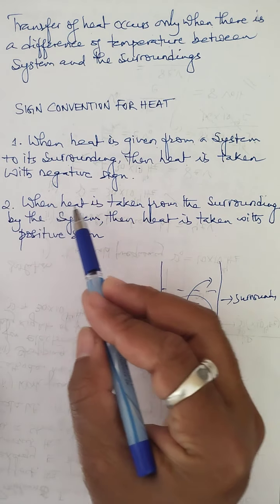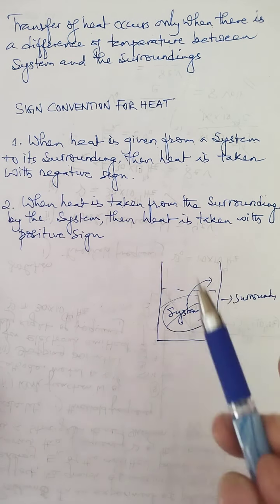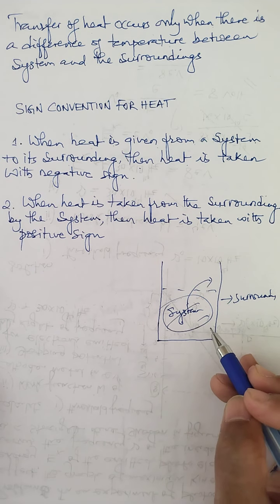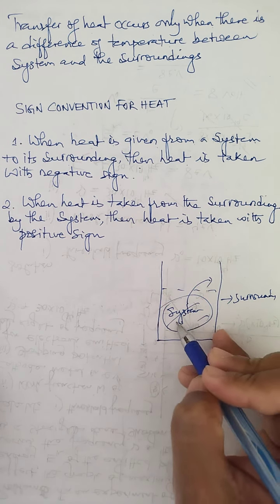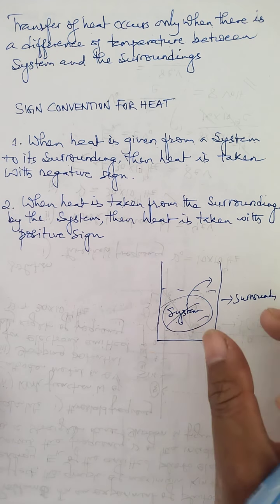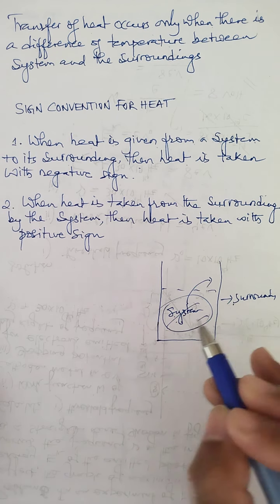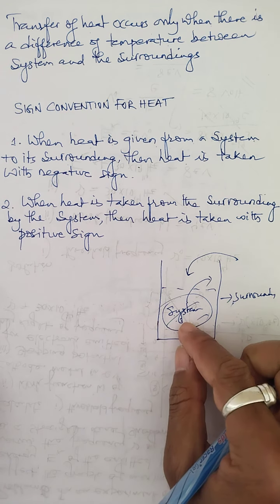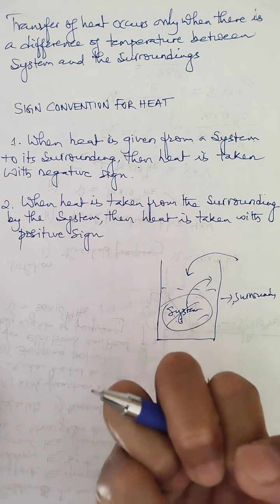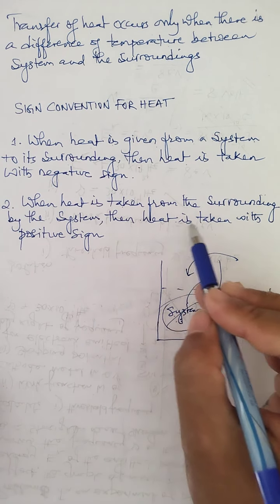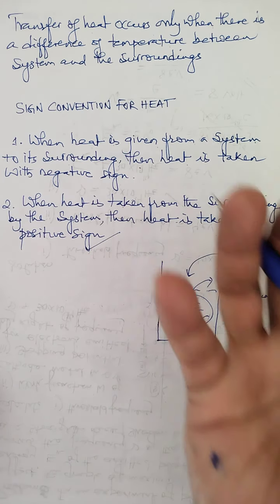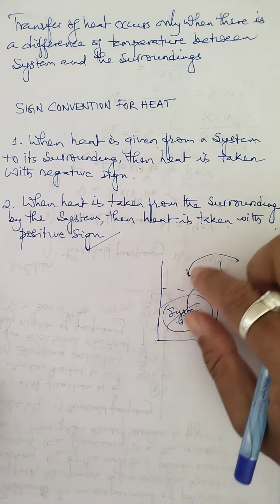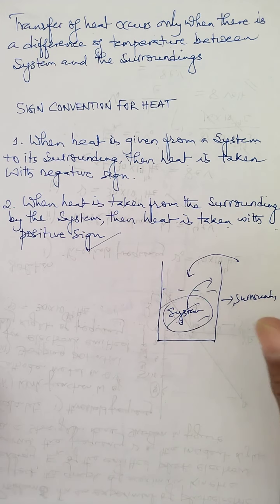But the reverse process is also true. When the system absorbs some amount of heat from the surrounding, this also takes place with the temperature difference between system and surrounding, and in this case the heat flows from surrounding to the system. Then that heat is taken with positive sign. So in a simple way, absorption of heat is taken as positive, rejection of heat from system to surrounding is taken as what?